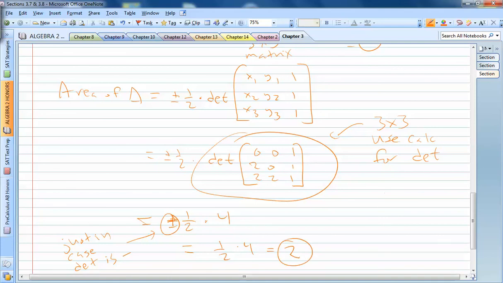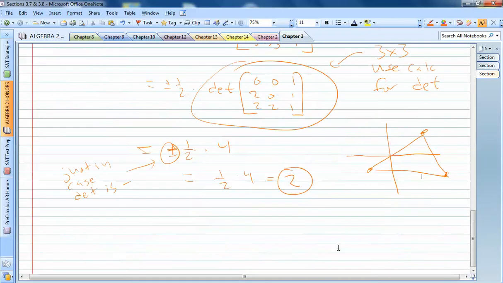So if we start dealing with a more complicated triangle like something like this here, where it's not so obvious how to find the area, how to find the base, or you have to use the distance formula, it's probably better to just use the determinant here. So you can see how that works. So we'll practice this in class next time we meet.